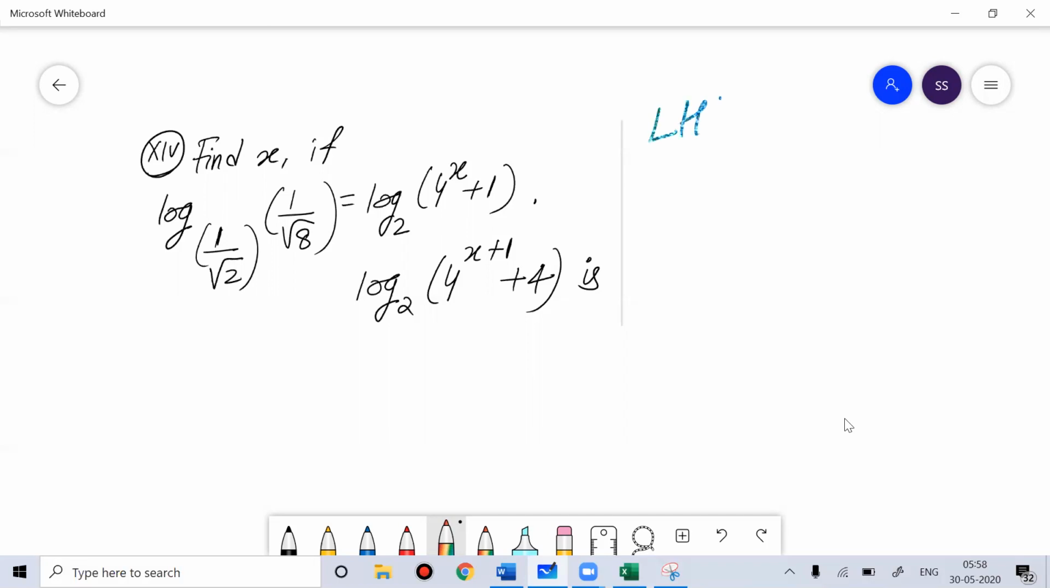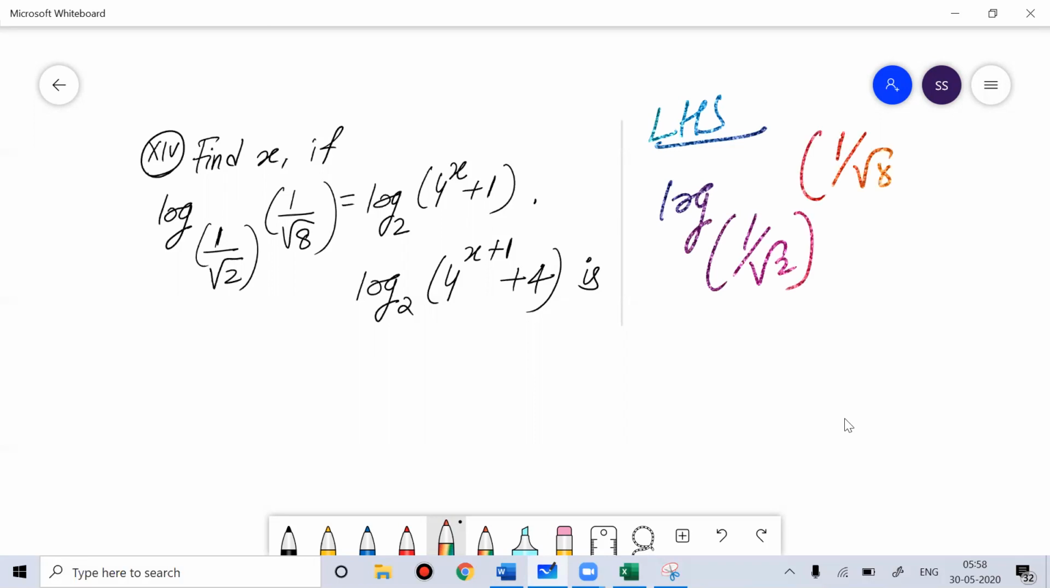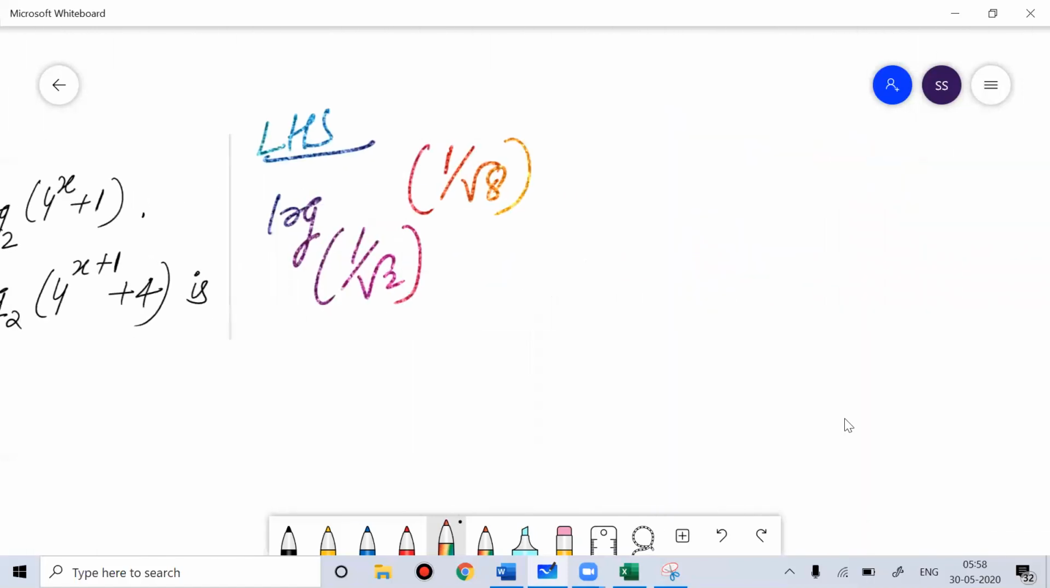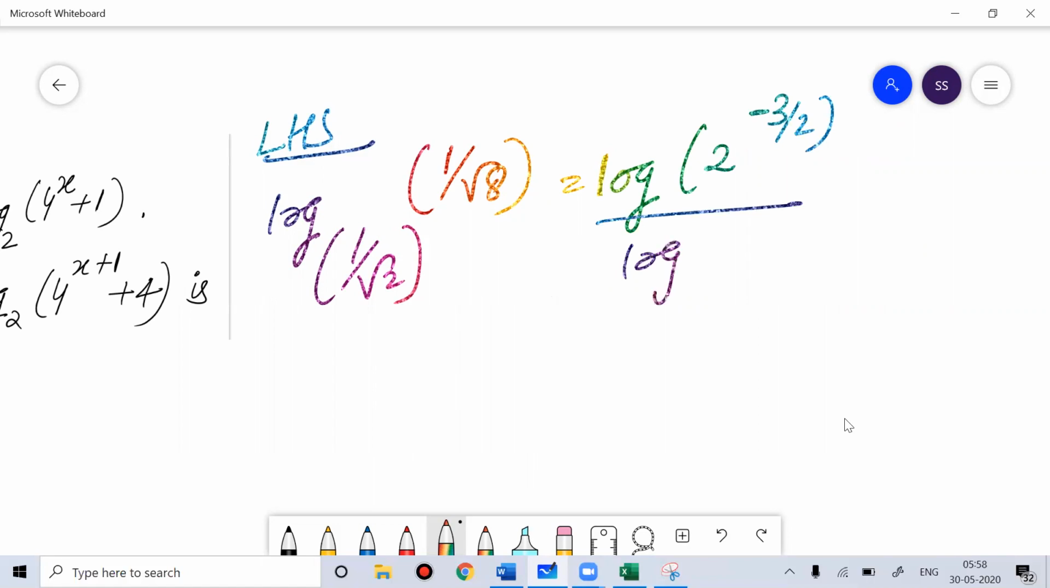If I see the LHS part of this, log of base 1 by root 2, and this is 1 by root 8. If I focus only on the LHS, this would be log of 2 to the power minus root 8. Root 8 is 2 cube, so 2 to the power minus 3 by 2. This will be log of root 2, that will be minus 1 by 2.